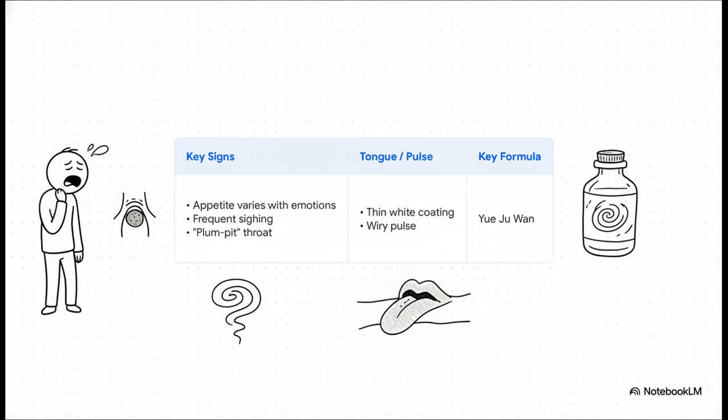You're going to look for frequent sighing, irritability, and that textbook wiry pulse. A great confirmatory sign is that plum pit sensation in the throat. To get that qi moving again, your go-to formula is Yueju Wan.